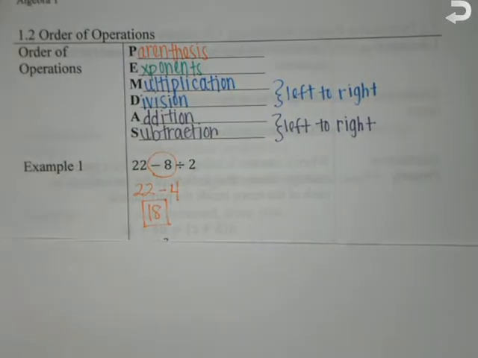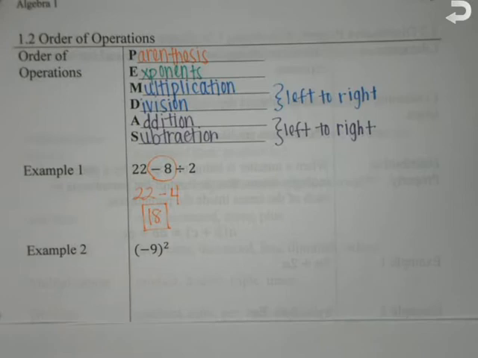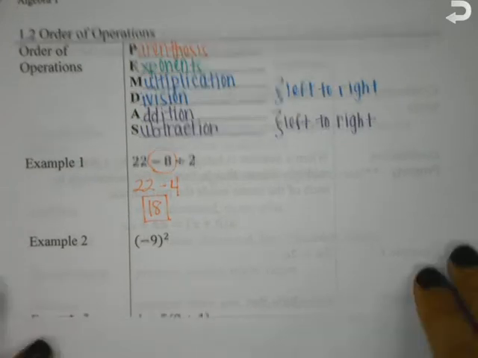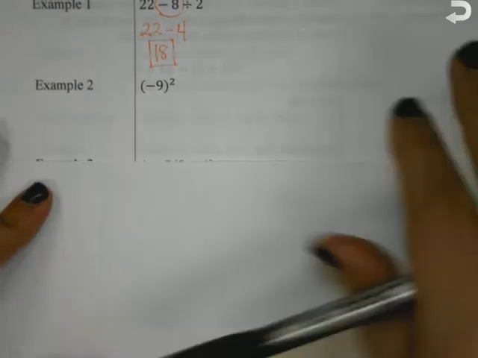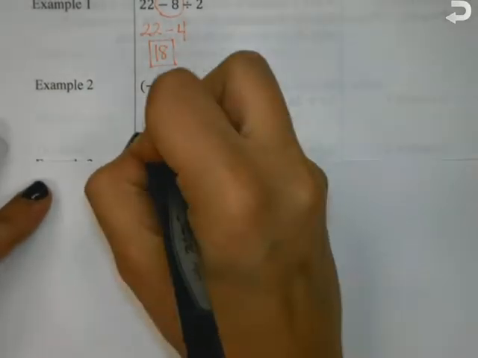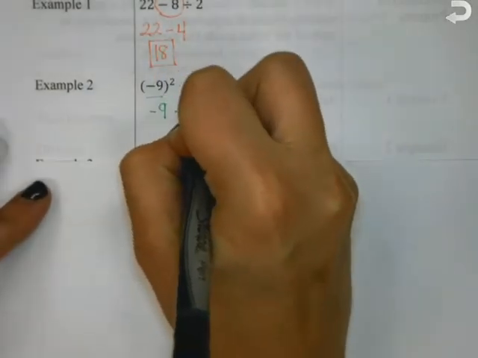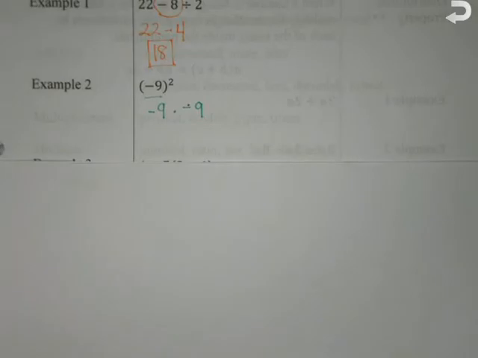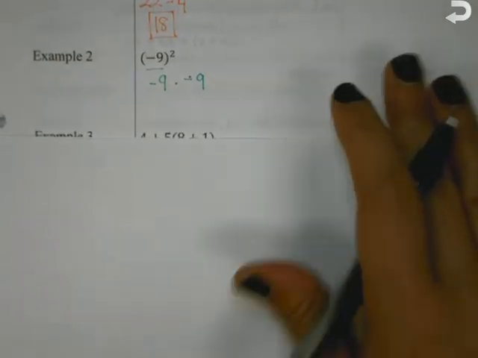Example 2. We just did some like this. So will you guys do example 2 by yourselves? Negative 9 in parentheses squared. Okay, so for example 2, what did you do, Kaylee? We just turned negative 9 into positive 9. Very good. How did you know that we're multiplying the negative 9 times itself? Very good, because we're in parentheses. So everybody, what's negative 9 times negative 9? Positive 81. Good.